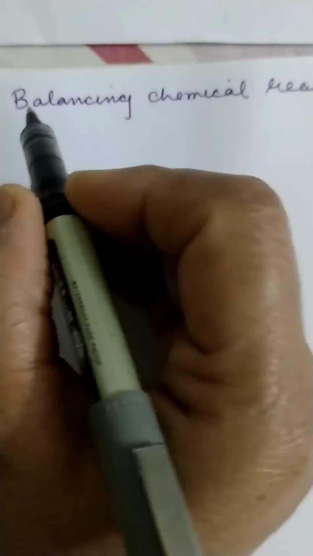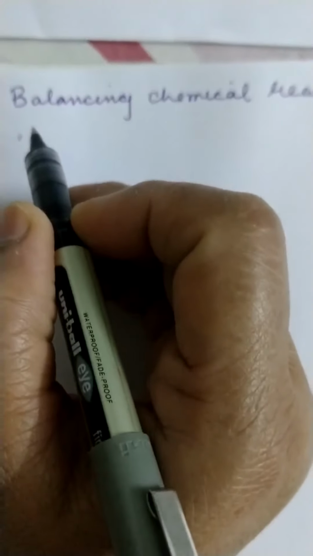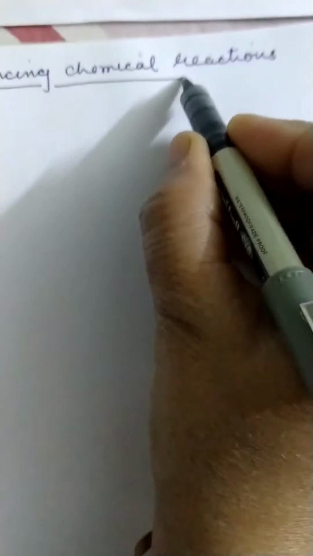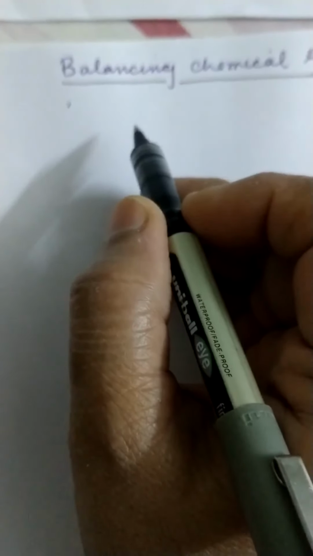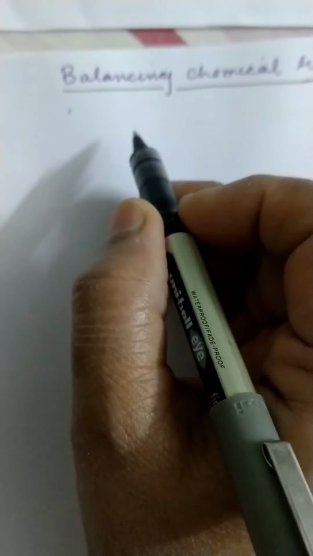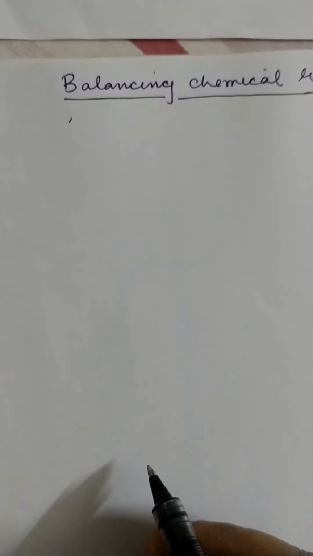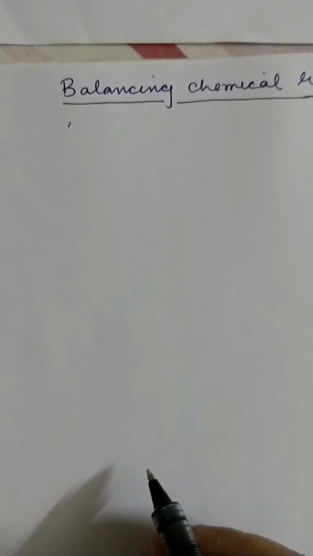Hello students. Now today's topic is balancing chemical reactions. Yesterday I told you why we should balance a chemical reaction. According to the law of conservation of mass, mass can neither be created nor destroyed in a chemical reaction. So there is a need to balance the number of atoms taking part in a chemical reaction.